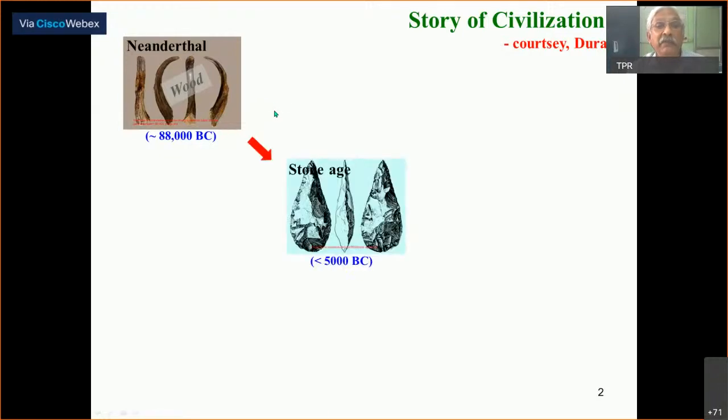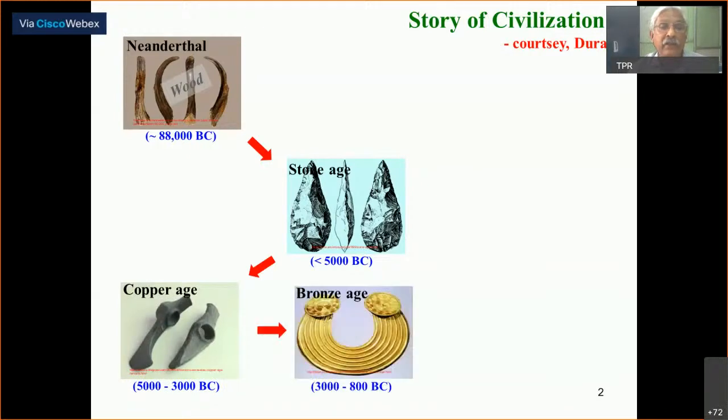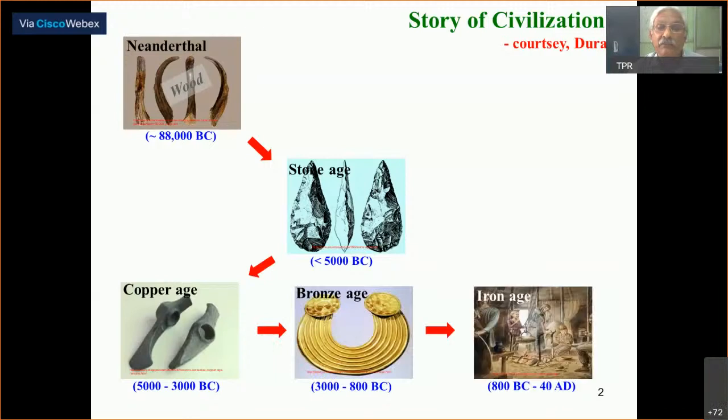Later on, after many, many years, you can see the big gap, technology developed and the Stone Age came up. And soon after that came the Copper Age with the ores and mining and so on. Alloying came up soon after, the Bronze Age. And then comes the Iron Age. This is how historians, and we, read in history textbooks about the evolution of human civilization.